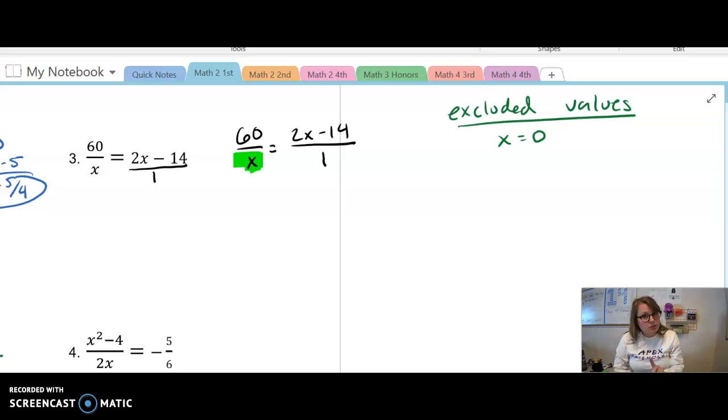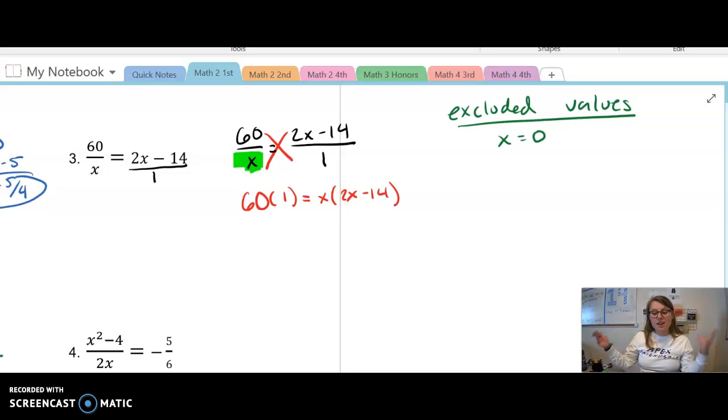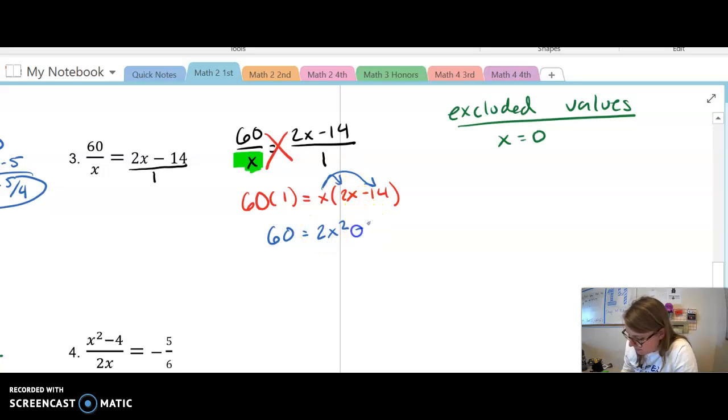Now I want you to try this one. Pause the video here and try to cross multiply. If you cross multiplied this correctly, you should have found that it is 60 times 1 equals x times 2x minus 14. Awesome job if you got it. So now let's go ahead and distribute. We have 60 times 1 over here, and then we have to distribute this x to both terms. So now we have 2x squared minus 14x.